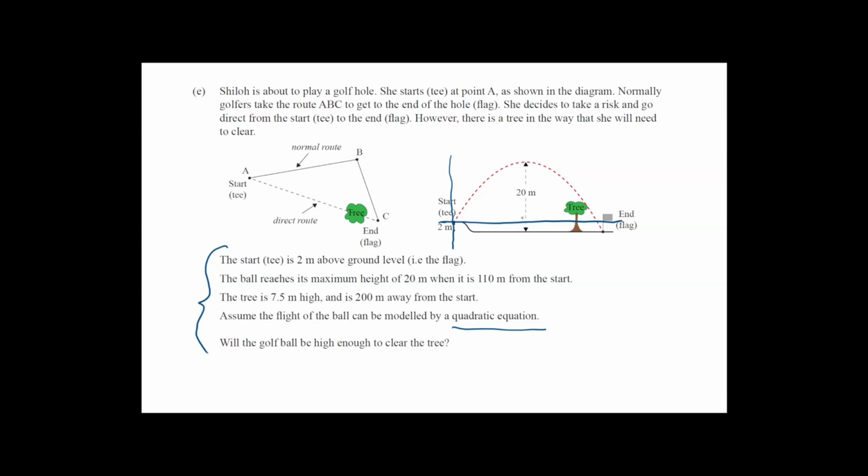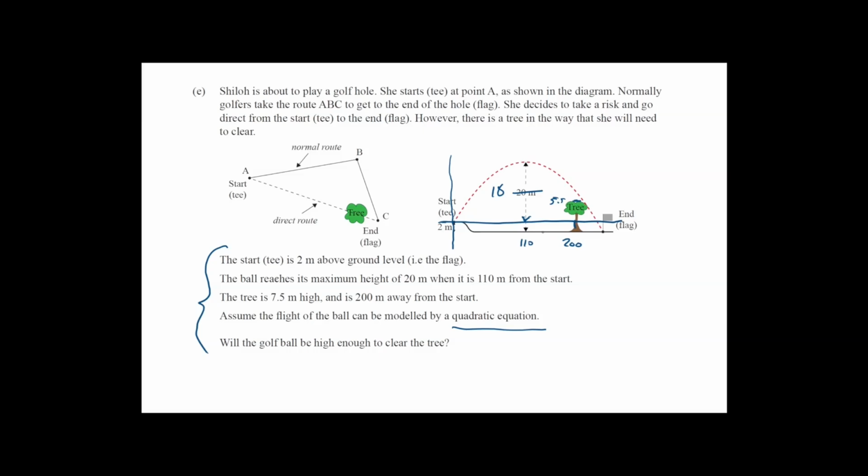So we need to do a bit of redrawing here. This isn't going to be 20 meters, this is going to be 18 meters. And this tree is not going to be 7.5 meters, it's going to be 5.5 meters. And it's going to be 200 meters away. And the height is still the same distance away, so it's going to be 110.